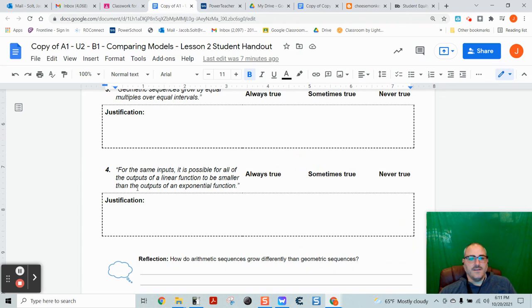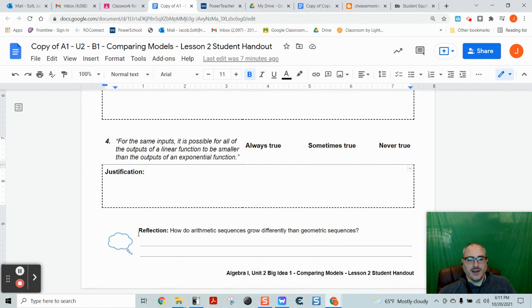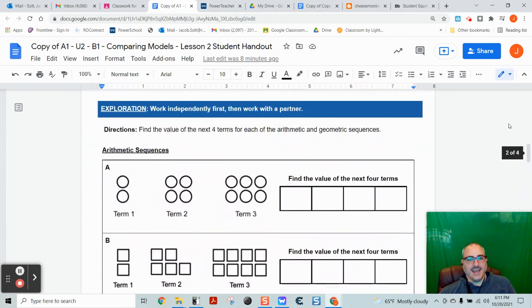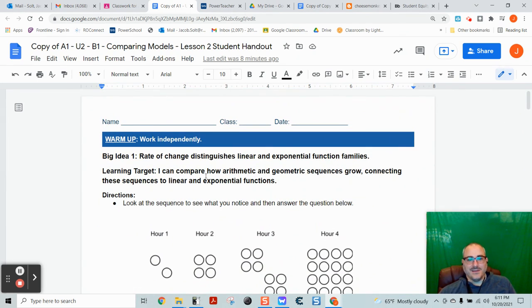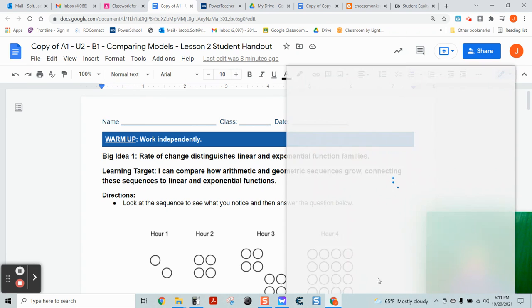And the last one is for the same inputs, it is possible for all of the outputs of a linear function to be smaller than the outputs of an exponential function. Always true, sometimes true, or never true. Explain why, and then reflect how do arithmetic sequences grow differently from geometric sequences. And that's it. Then you're done. Hopefully by the end of this, you can say that I can compare how arithmetic and geometric sequences grow, and I can connect these sequences to linear and exponential functions. Very good.